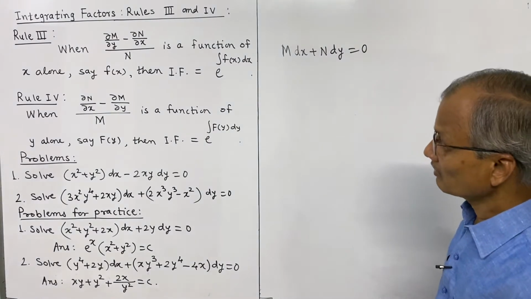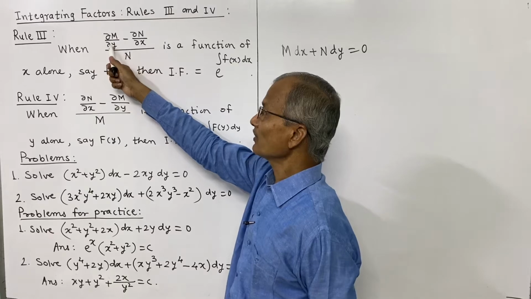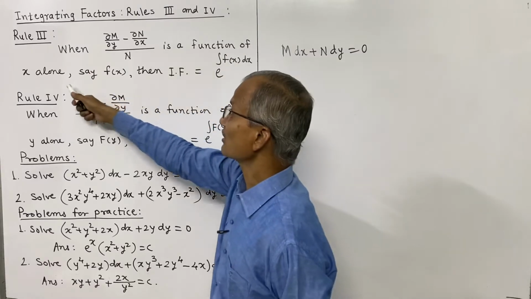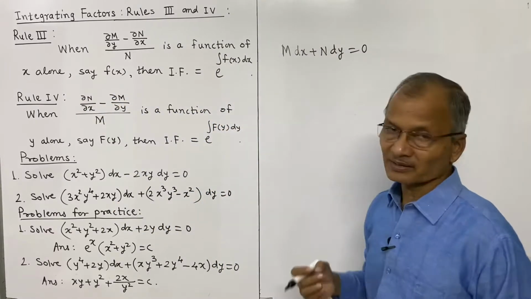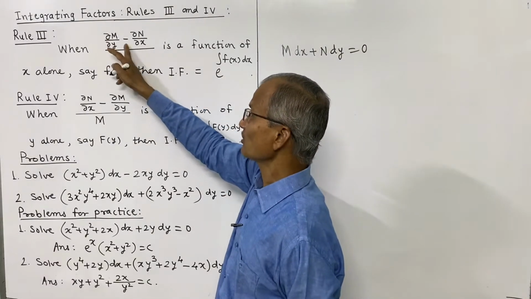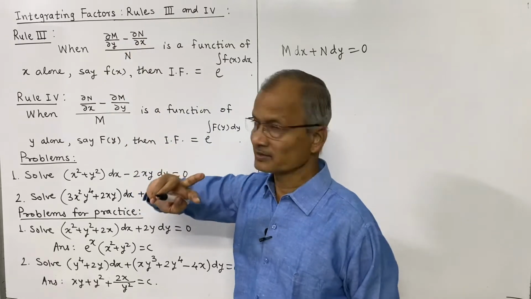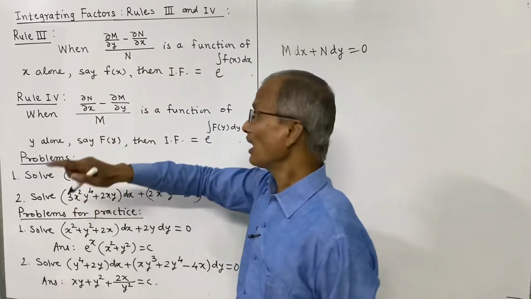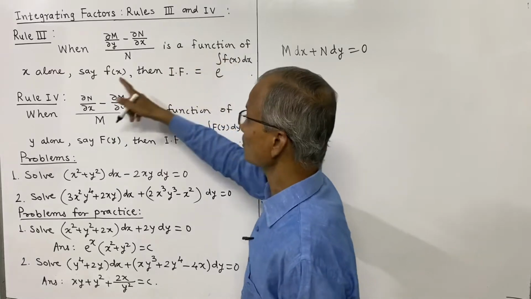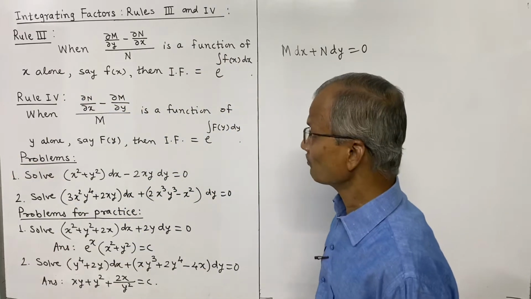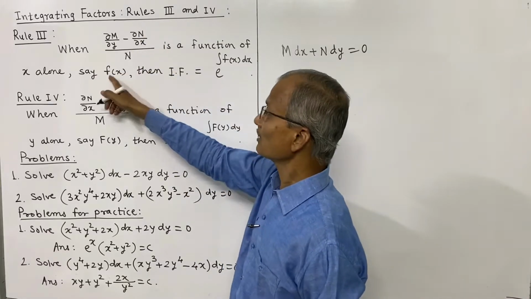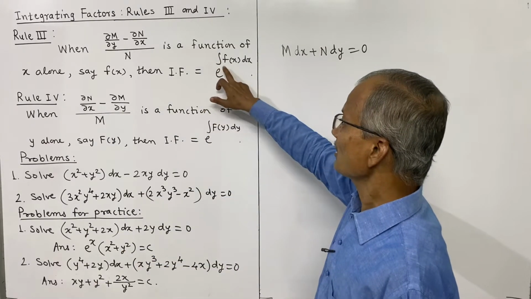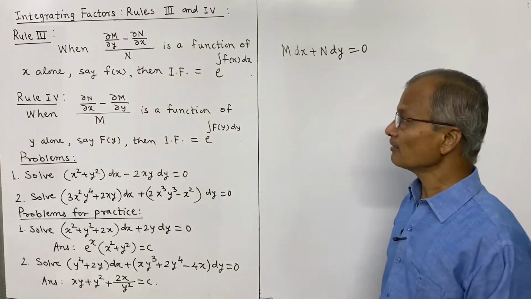And the third rule is when the partial derivative of M with respect to y minus the partial derivative of N with respect to x, divided by N, is a function of x alone. See, what is the condition for exactness? Partial derivative of M with respect to y must be equal to partial derivative of N with respect to x. Then the equation becomes exact. So if it is not exact, then this difference is not 0. And if this difference divided by N is a function of x alone, there is no y term in this expression, say f of x, then the integrating factor is e to the power integral f(x) dx. So this is the third rule.